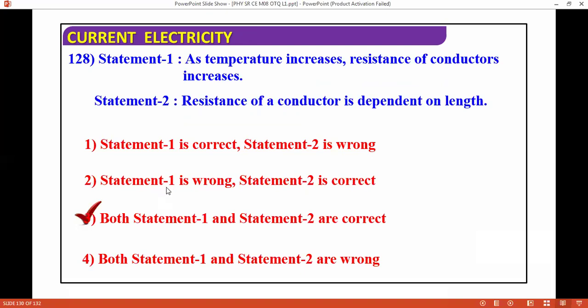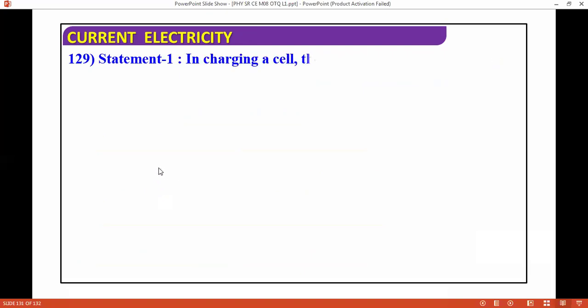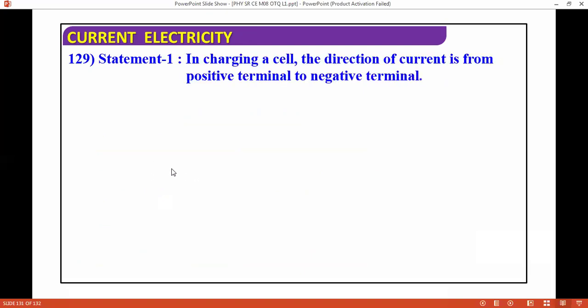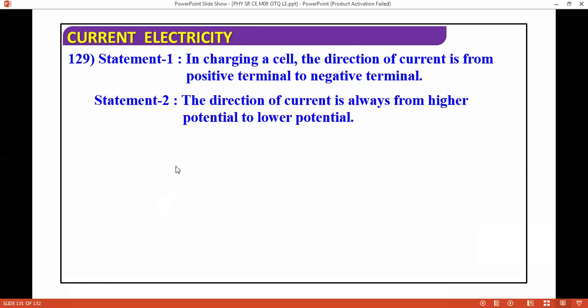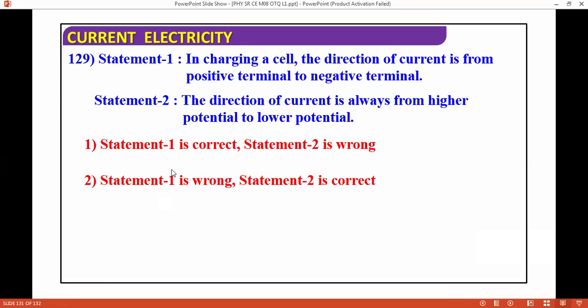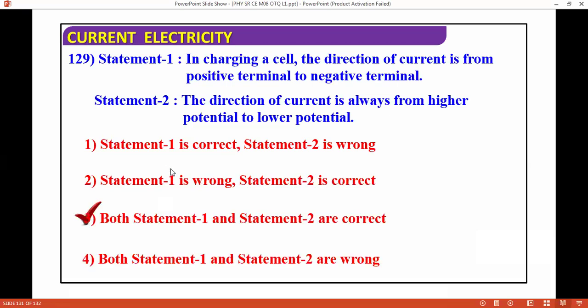Okay, next question. In charging a cell, the direction of current is drawn from positive to negative. I'm talking about charging. And the direction of current is always from higher to lower potential. So both are correct. No issue.